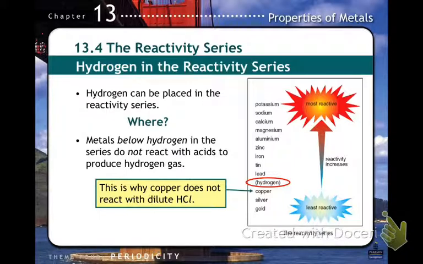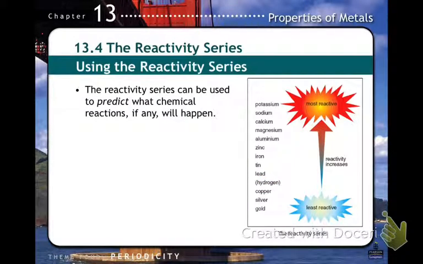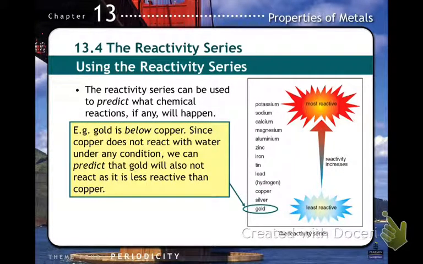So we use hydrogen sort of as a benchmark for unreactivity. Now, the reactivity series can be used to predict what chemical reactions, if any, will happen. For example, gold is below copper. Since copper does not react with water under any condition, you can assume that gold does not react in any way, because it is definitely less reactive than copper.